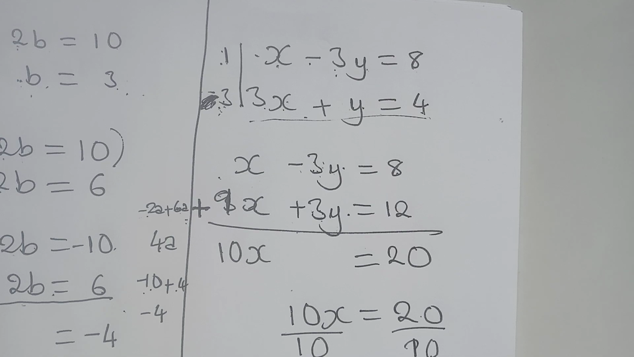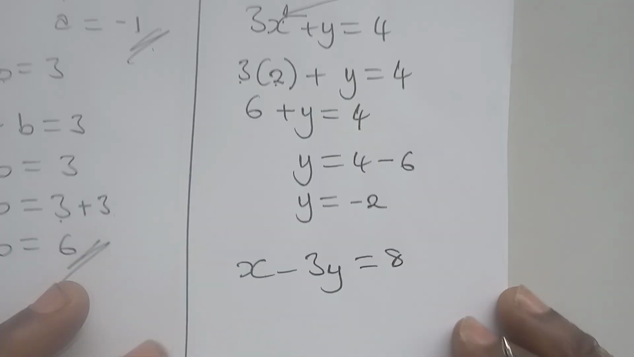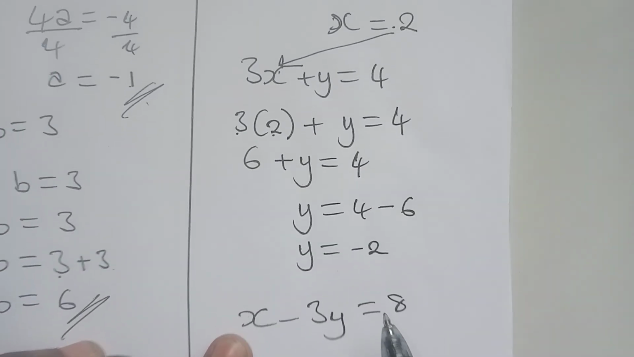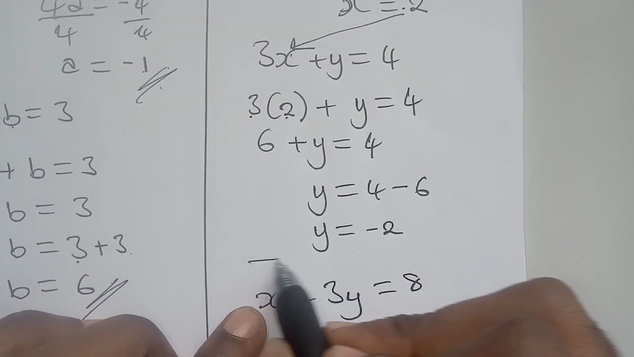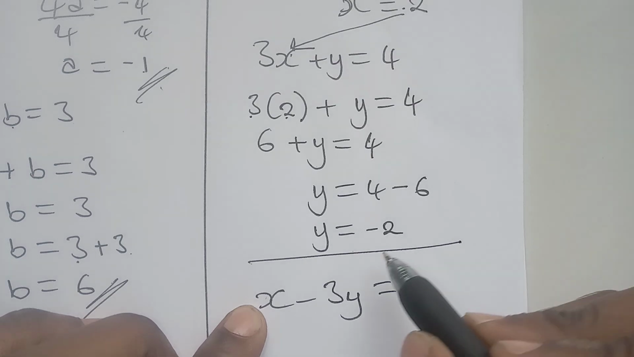Now let's use the first equation instead and see if the answer will still be the same. Let me just write it down. This is x plus minus 3y is the same as 8. This one here. And then we know that x is 2. By the way, you don't have to use both methods. Just choose one.